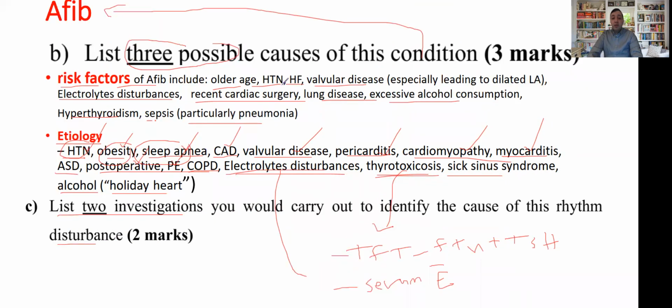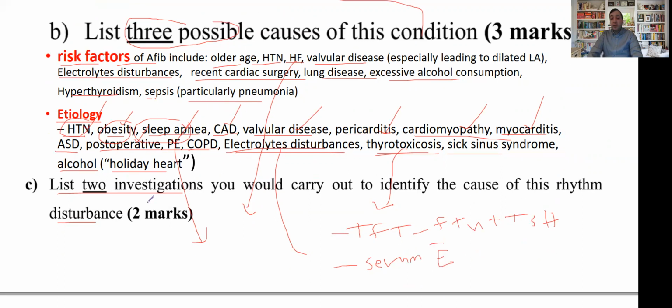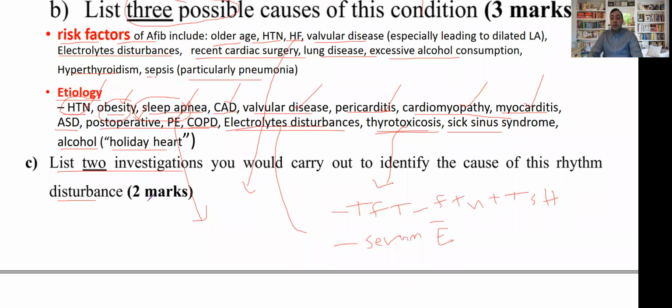If you are thinking about heart failure, or you are thinking about pulmonary embolism, you can request, for example, pro-BNP level, serum pro-BNP level, and for example, chest X-ray for the heart failure. For the pulmonary embolism, you can request D-dimer, for example, and CTPA, CT pulmonary angiography. These investigations you can carry out to identify the cause of this rhythm disturbance.